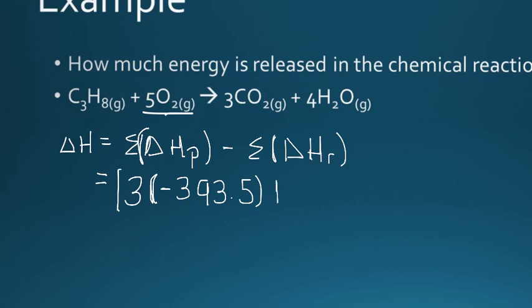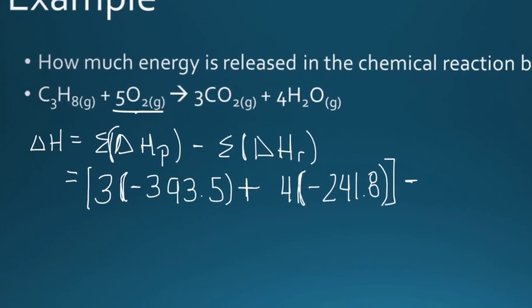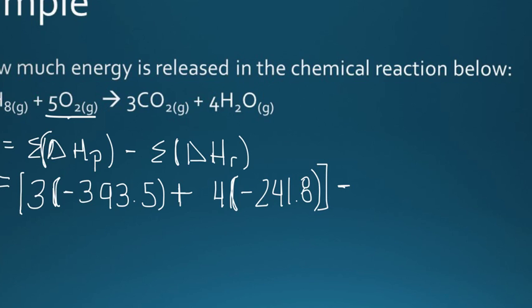I'm going to add that to the heat of formation of the gaseous water. So you have to make sure that you're looking for the correct number. There's 4 of those, so I have to multiply the heat of formation by 4. So 4 times negative 241.8. Then I will subtract the heat of formation of the propane, the C3H8, which is negative 103.8.